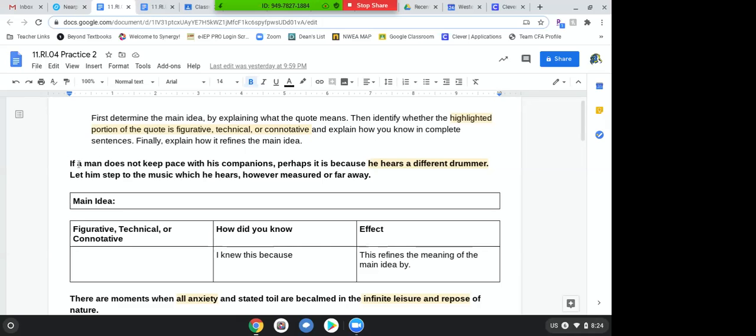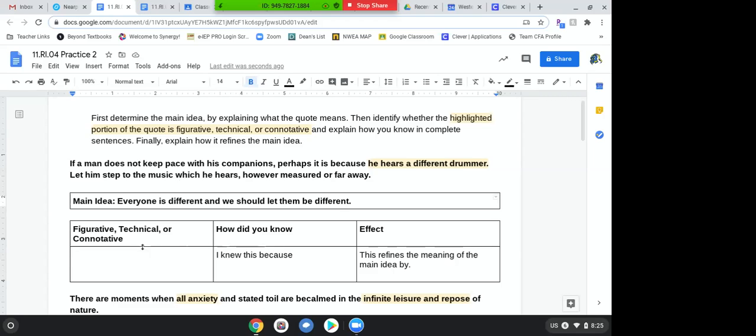So let's look at the first one. "If a man does not keep pace with his companions, perhaps it is because he hears a different drummer. Let him step to the music which he hears, however measured or far away." So the main idea here is sort of like everyone marches to the beat of their own drummer. Like everyone is different, and we should let them be different. Right? Everybody has a different drummer, and we should let them step, right, march to that music, whatever you're hearing and however you're hearing.